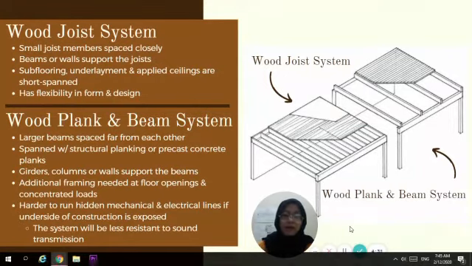And the beams and walls of a wood joist floor system support the joist, and the subflooring, which is a flat surface on which every other layer starts, and the underlayment, which is a consistent and smooth surface for a structure. And the applied ceilings are short span, meaning that the distance between each intermediate support system, like beams, is a lot shorter. And the wood joist floor system has flexibility in its form and design.